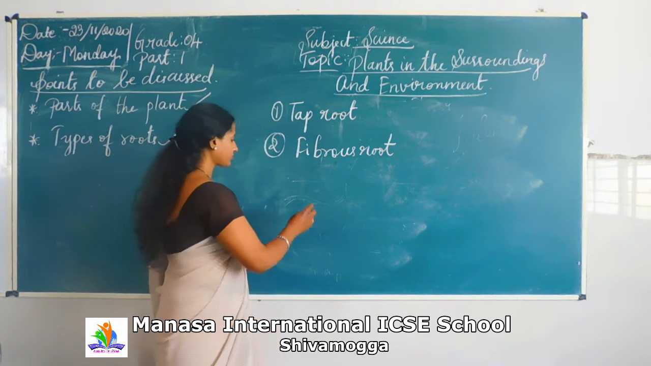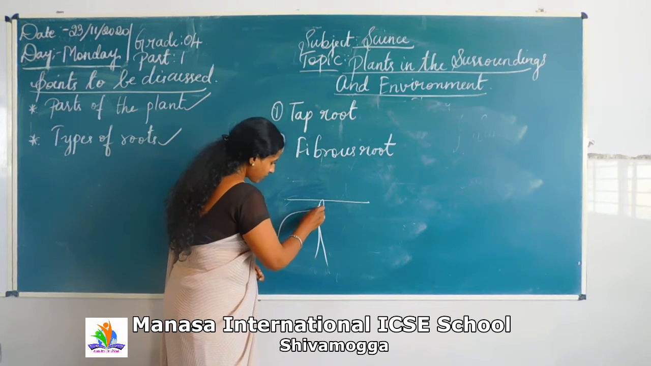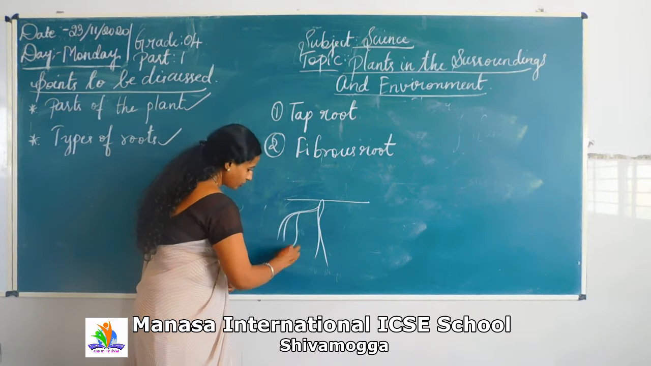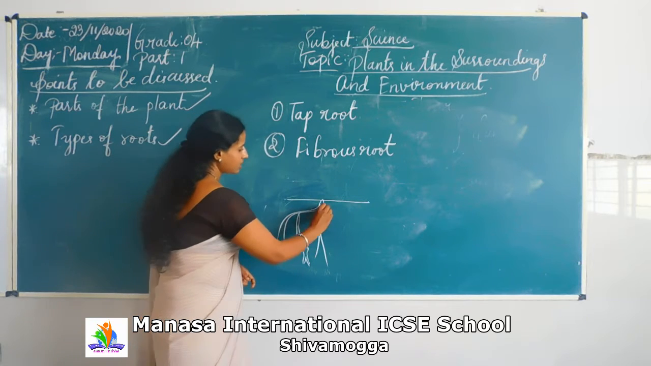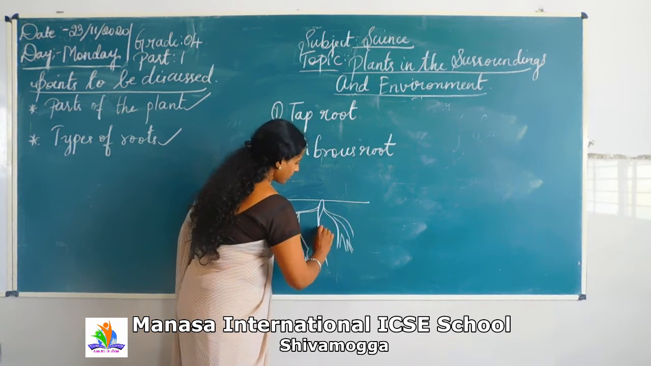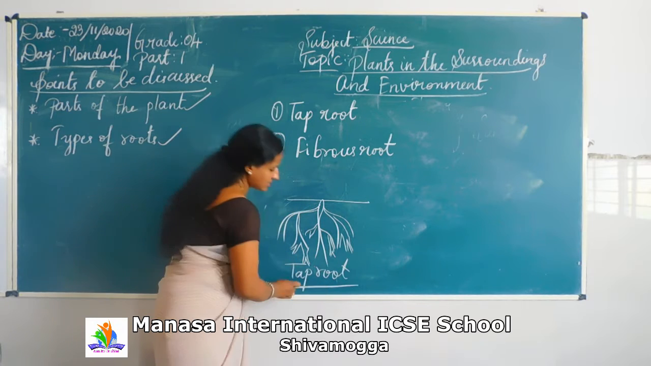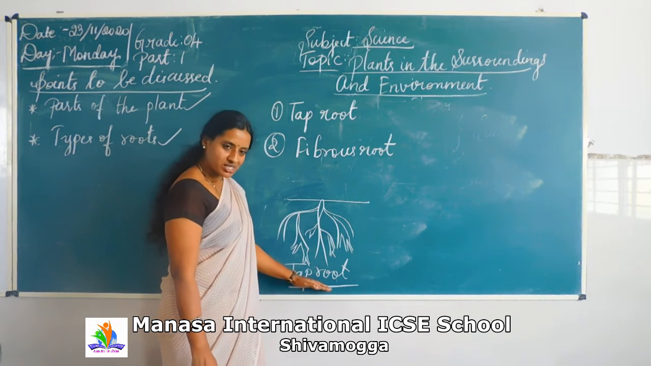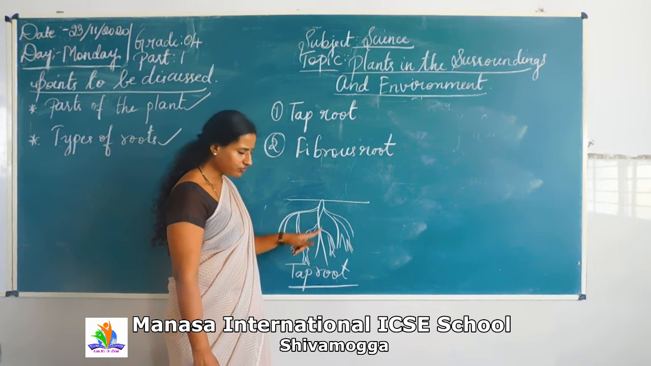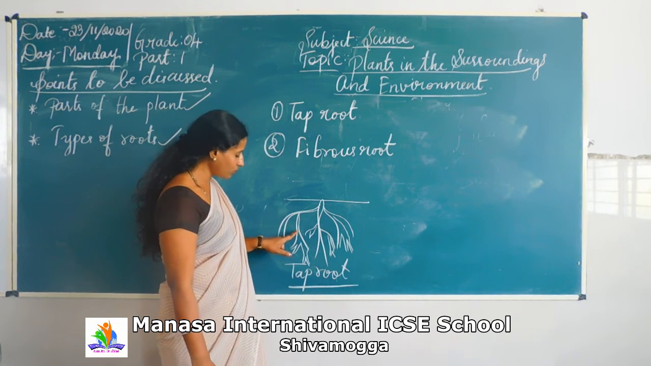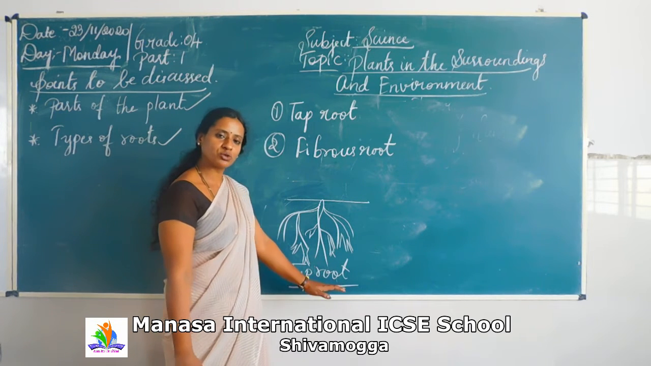First, what is taproot? If the root has a primary root and it gives rise to secondary roots, and from the secondary roots the tertiary roots exist, and again it gives rise to some root hairs, if this is the type of roots found in the plants, then they are known as taproot system. Let me explain once again. When you pluck a plant, if you see a primary root giving rise to secondary root and then tertiary root and root hairs, then that type of system is known as taproot system.